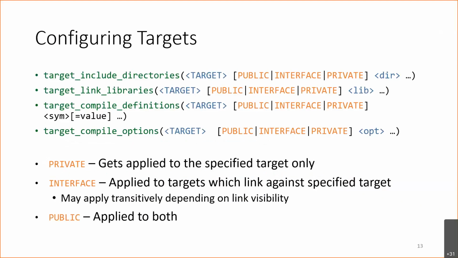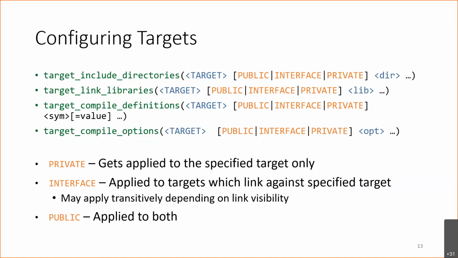So now that we have the targets, we need some way to configure them. Here we have the set of commands for the various options that you would want on targets: your include directories, link libraries, things of that nature. They all have a fairly uniform syntax where you give it the target name, then an access specifier, and then some list of options. The access specifier can be private, interface, or public. Private applies the options to the specified target, and that's it.